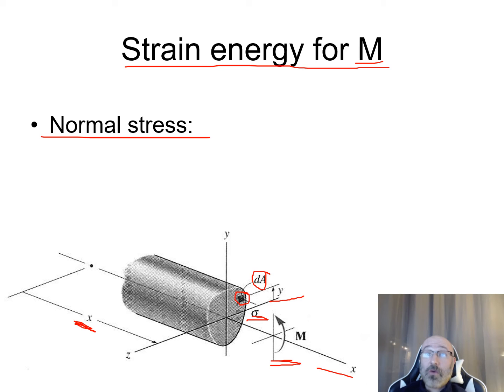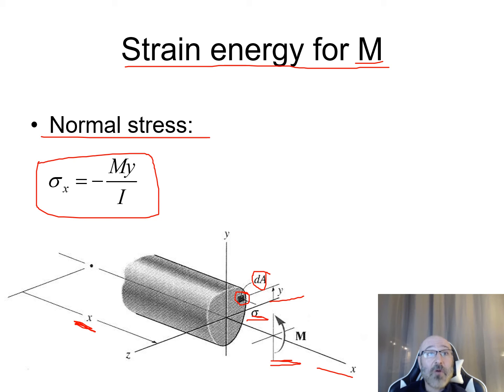So our governing equation for our normal stress for an external moment is given by this relationship: sigma sub x is equal to negative M, our moment, times that distance y, which is the location of our element from our neutral axis, divided by I, and don't forget our negative sign. Now our strain energy is equal to the integral over our volume of sigma squared over 2E, modulus of elasticity, dV. Well, we have a value for sigma, so we can plug this in.